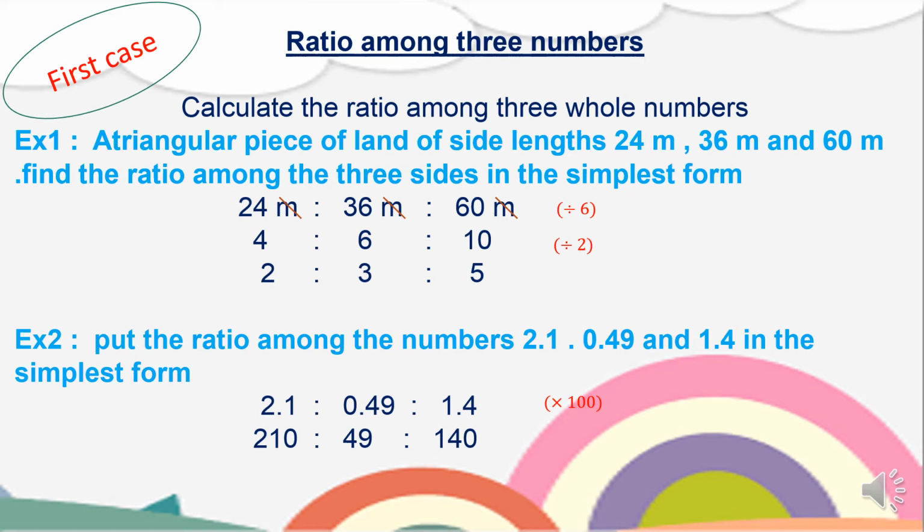I have 3 numbers. These 3 numbers are divisible by what? I must divide the 3 numbers by the same number. So I have 210, 49, and 140, which are divisible by 7. So 210 divided by 7 equals 30, 49 divided by 7 equals 7, and 140 divided by 7 equals 20.